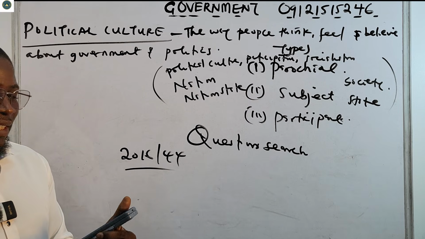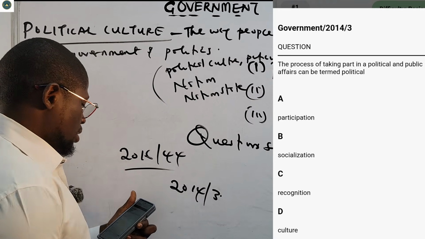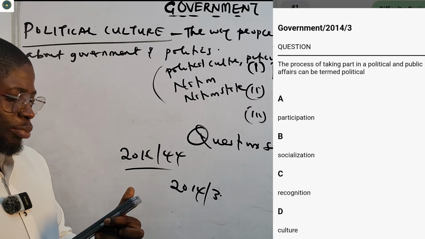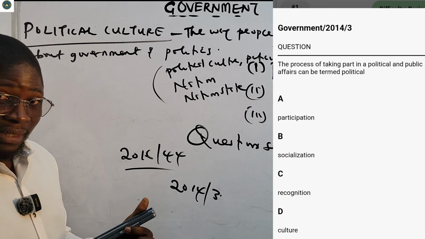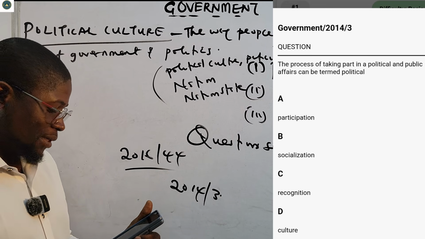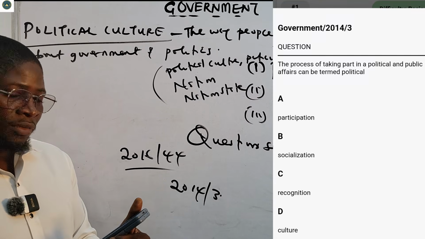Now let us see 2014, number 3. They say the process of taking part in political and public affairs can be termed political what? That taking part is participation. A, participation; B, socialization; C, recognition; D, culture. The correct answer is option A.